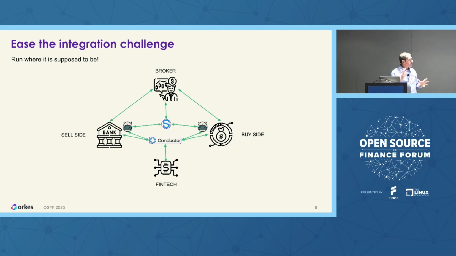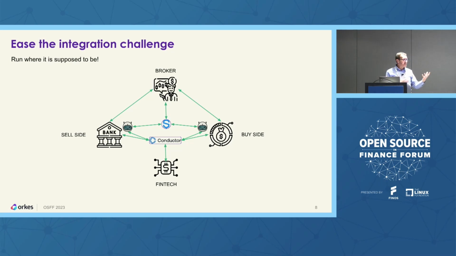A product like Conductor can really ease the integration challenge, especially in the financial services industry. Why? Because if you have a sell side and a buy side, everything is logged, and everything needs to be whitelisted. This is a process that is a little bit complicated, to whitelist to a counterpart. So the good thing in Conductor is that all the tasks can be executed anywhere.